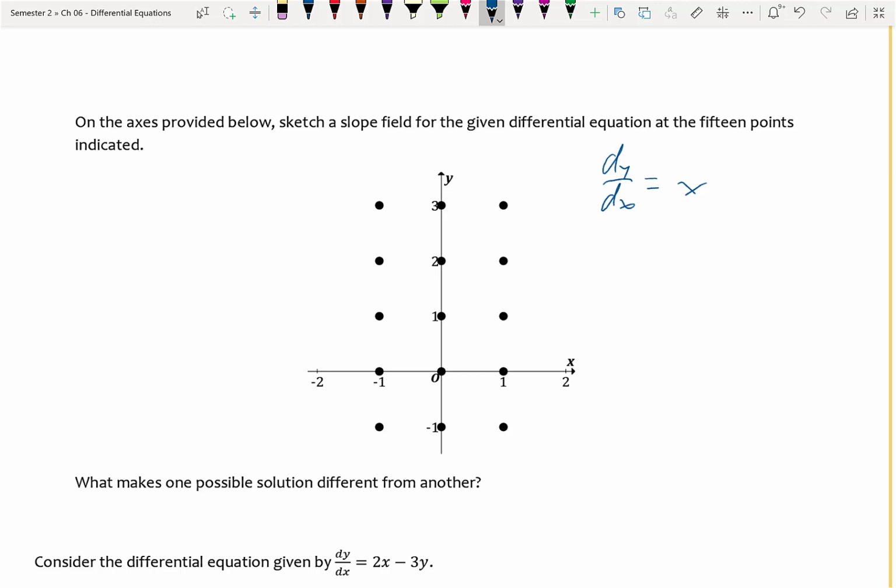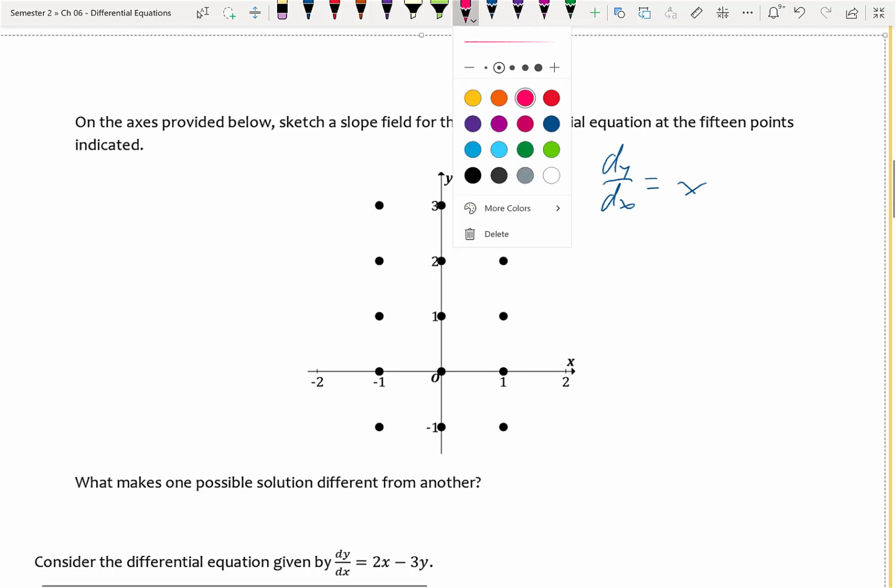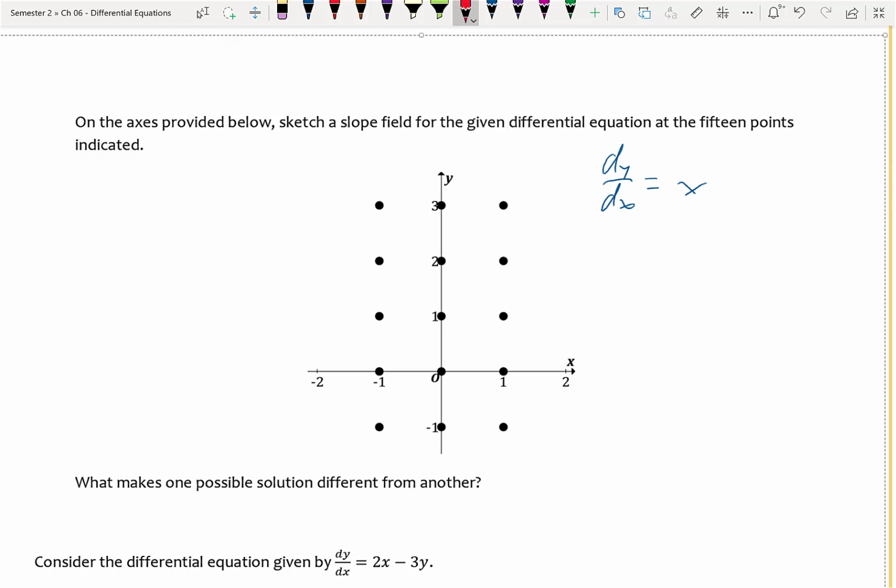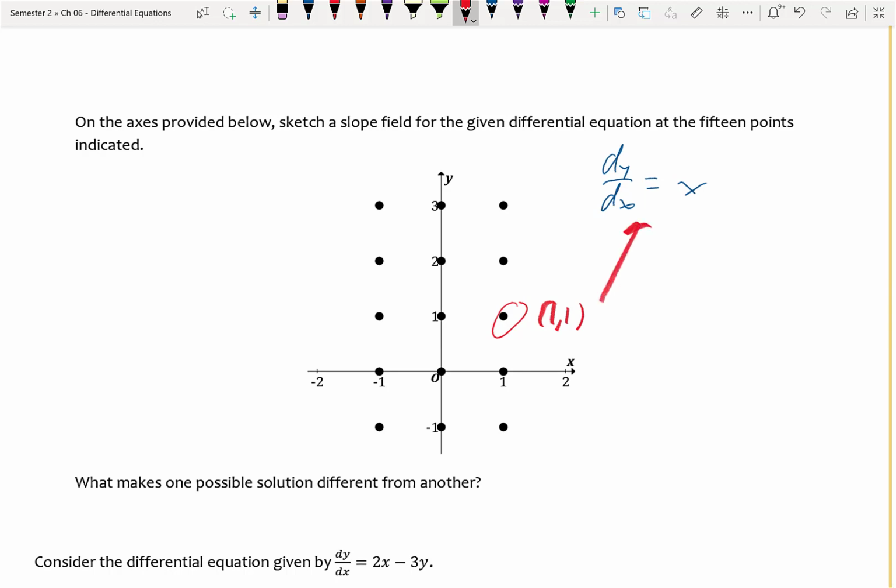So here's how this is going to look. I'm actually going to switch to red so I can have this be in a little bit more of a power color. And we'll go hardcore red. For instance, let's take this point. That point has an ordered pair of 1, 1. And if I plug 1, 1 into this, I get dy over dx is equal to 1.